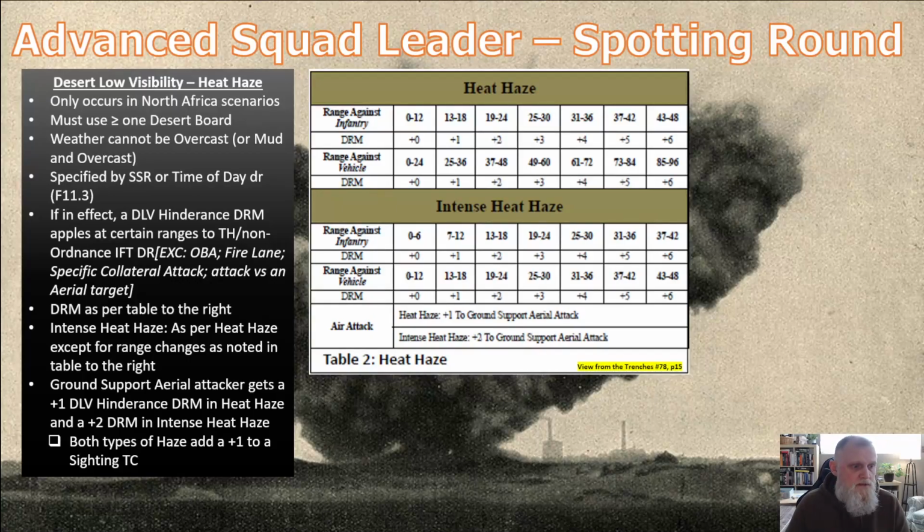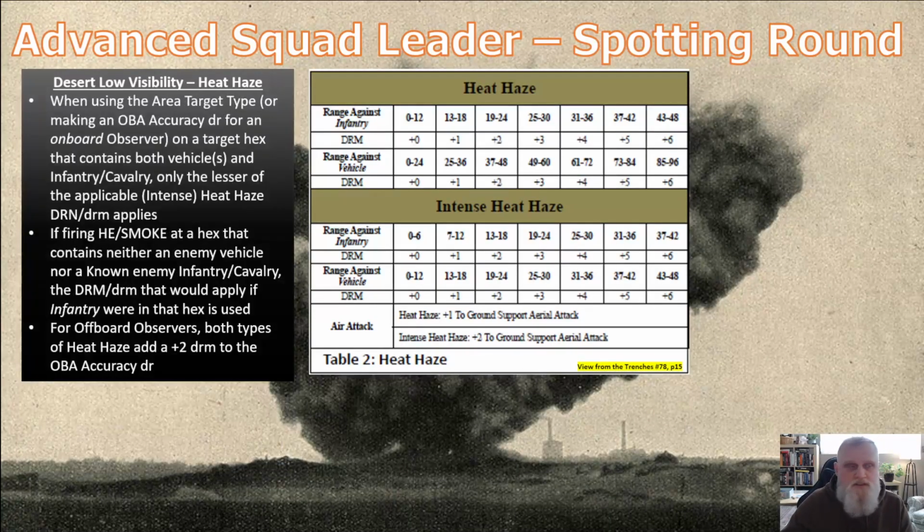When it comes to air attacks and ground support, first of all, you're going to be getting a +1 to your sighting task check for both types of heat haze. And when it comes to the ground support attack itself, heat haze will give you a +1, and intense will give you a +2 for the actual attack itself.